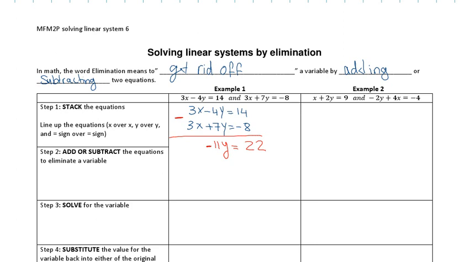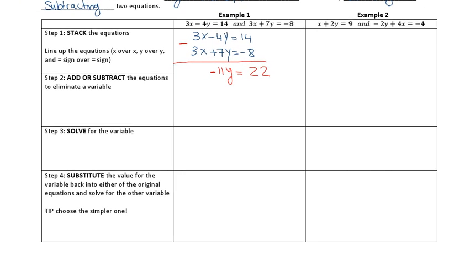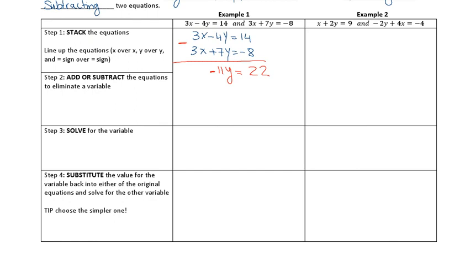Now, to isolate for y, what do I have to do? Divide by negative 11, right? Because I want to get rid of that negative 11 that's multiplied by the y. So using this equation, I'm going to divide by negative 11. So y equals negative 2. Done. That is the answer for y.